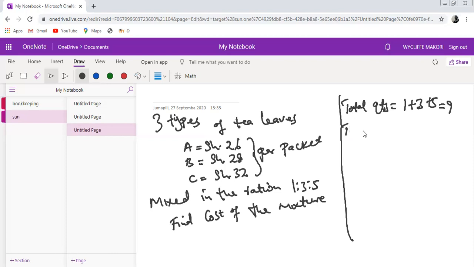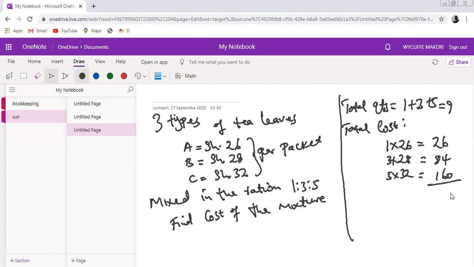Then what is going to be the cost? We need to get the total cost, which will be given by 1 times 26, so it is going to be 26. The other one is 3 times 28, we get the cost there, and the other one is 32, and it is mixed 5 of them, so it is 5 times 32. You should be able to get that. So 3 times 28 is actually 84. The other one is 5 times 32, which we find is 160.